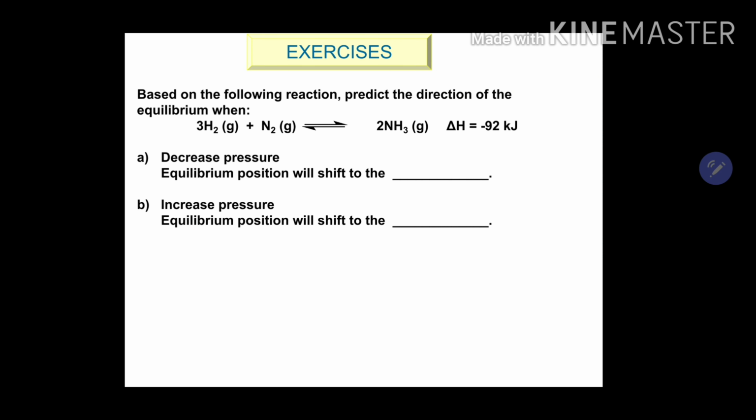Exercises. Based on the following reaction, predict the direction of the equilibrium when 3 moles of H2 plus 1 mole of N2 produce 2 moles of NH3. Please answer this question in order to achieve the learning outcome in this subtopic.